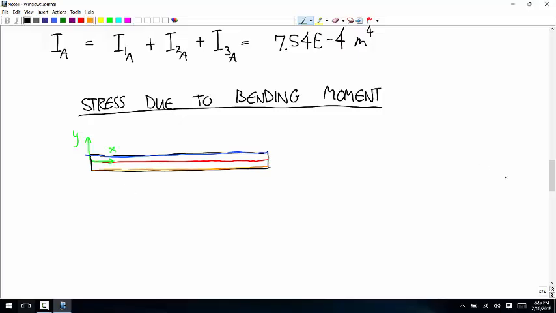And you can bend this beam two ways. You can bend it like this. And if you're bending the beam like this, is that a positive bending moment or a negative bending moment? That's negative.